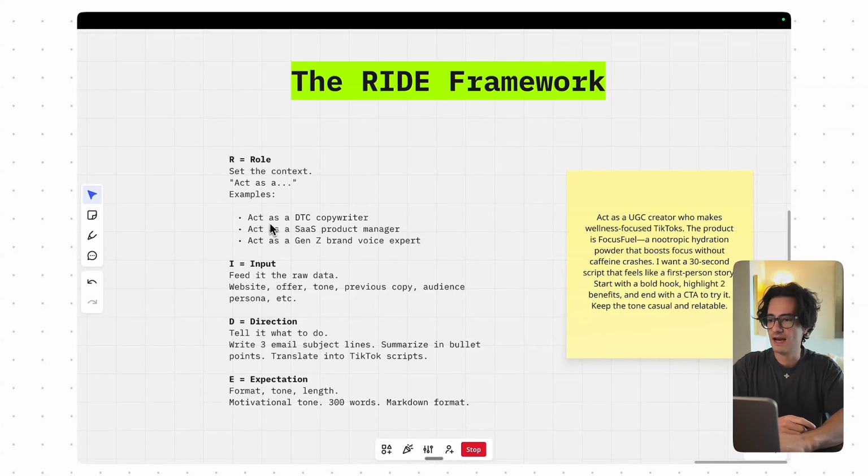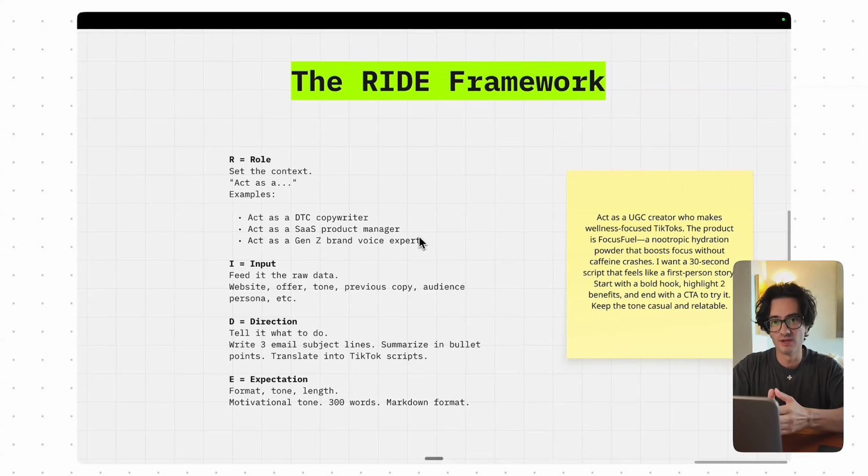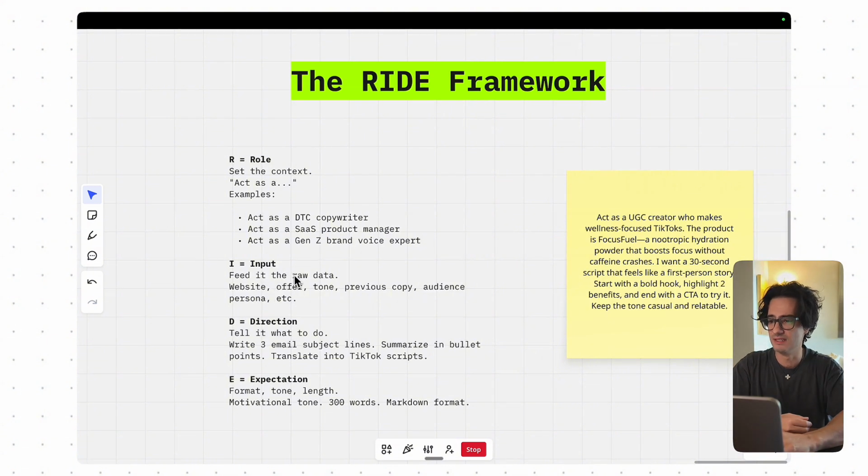So you can say, act as a DTC copywriter, act as a SaaS product manager, act as a Gen Z brand voice expert. You can just let your imagination run wild with this, but it's really important that the role that you set is specifically tied into whatever outcome that you want to achieve, right? You can't just be like, you're a McDonald's employee, but you're asking for some sort of crazy code output. Let's be reasonable here.